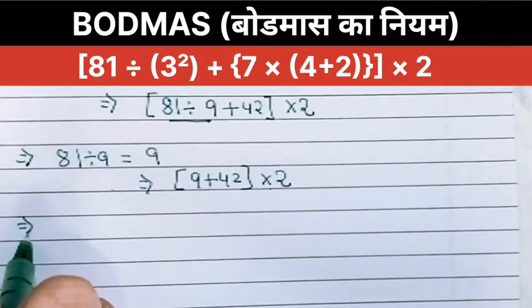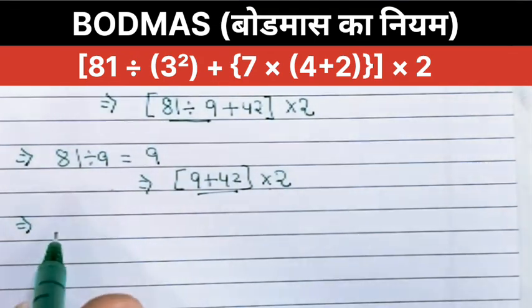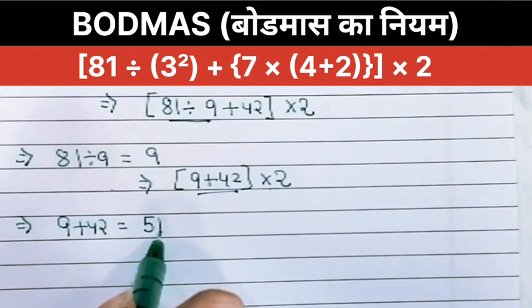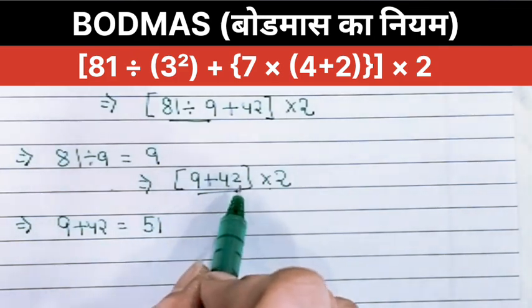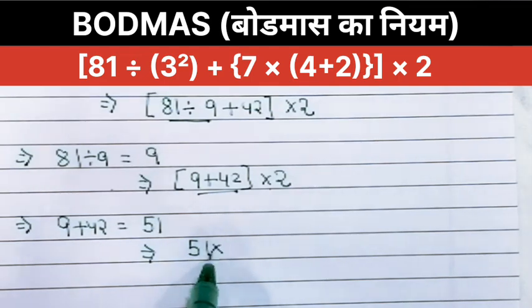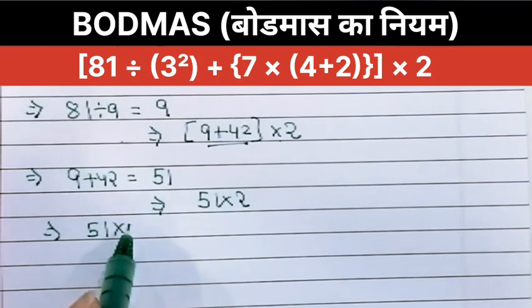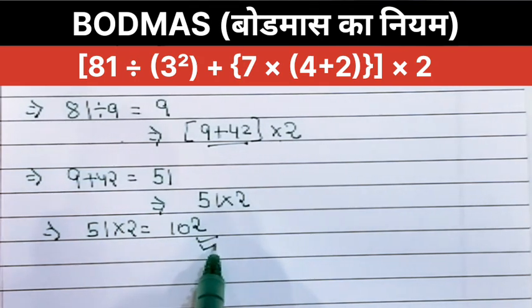Now move to the fourth step. Complete the square brackets. Add the remaining numbers inside the square brackets. 9 plus 42 is equal to 51. According to this step, completely simplify everything inside the bracket group before multiplying by the number outside. So now the expression becomes 51 multiplied by 2, and finally the fifth step, multiplication. Arithmetic operation: 51 multiplied by 2 equals 102, which is the final result.